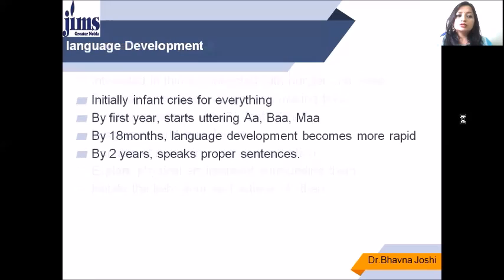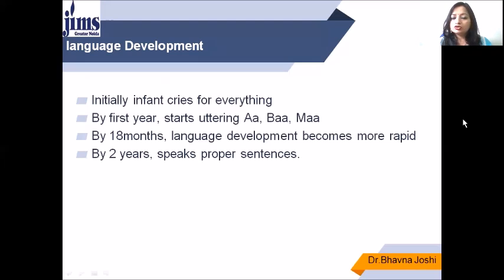Then next comes the language development. When the child is born, whatever he has to express, his pain or hunger or anything, he cries. So initially, the infant cries for everything. Then by the first year, he starts uttering words like ba, ma.